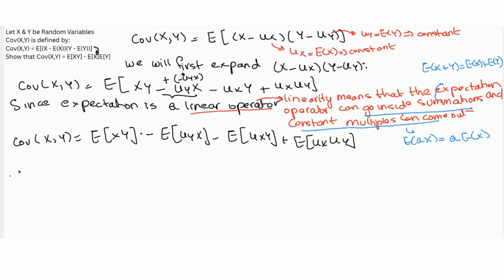So you could apply linearity like this also, thinking in these terms. Applying the fact that expectation is a linear operator, which means that expectation can go inside sums and constant multiples can come out. Now, something very important to note: let's look at this mu of y. We already established that mu of y is the expected value of y, which is a constant. So when you take the expectation of a random variable, you get a constant. It's a constant, so we can take it outside the expectation as well.